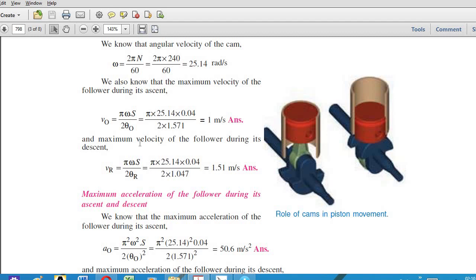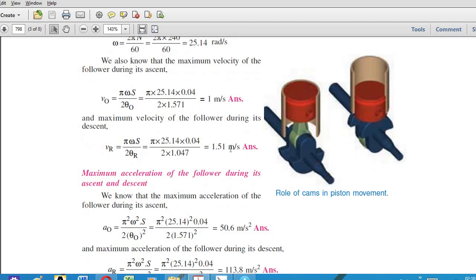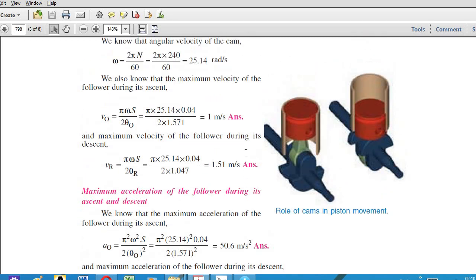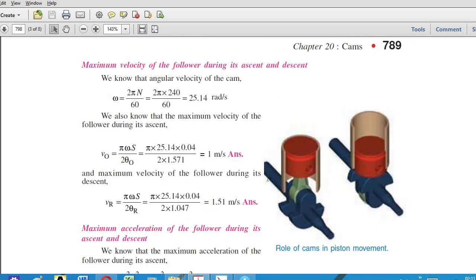Similarly, the maximum velocity of the follower during the descent is given by Vr equals pi into omega s divided by 2 theta r, that is pi into angular velocity into lift divided by 2 into the angle of descent in radians. So with 1.047, this value you get as 1.51 meter per second. So this is the velocity during ascent and descent.